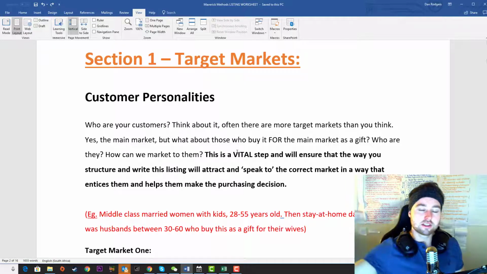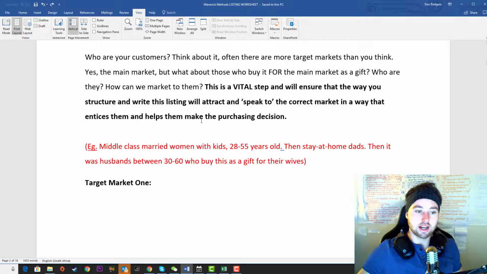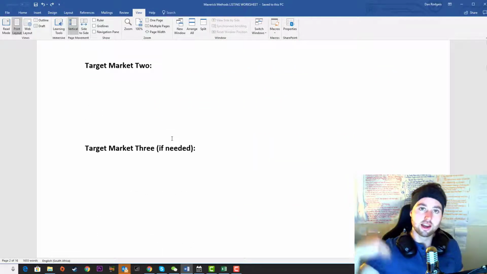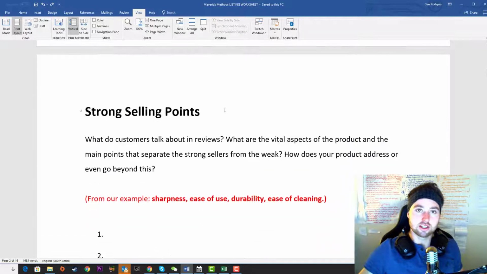But then there's also a sub-target market who buys the product for the main market as a gift. So who is that target market? How can we target them as well? Through this section, you're going to outline 2 or 3 of your main target markets who you are trying to attract, entice, and convert into sales. These are the most important ones you're going to list here.